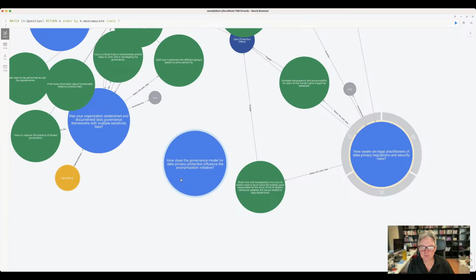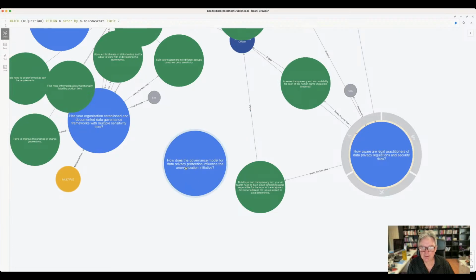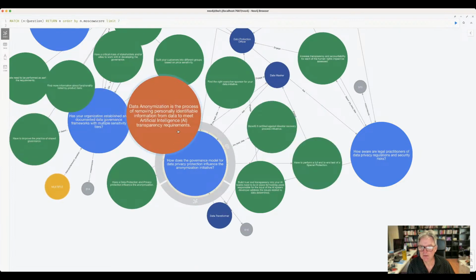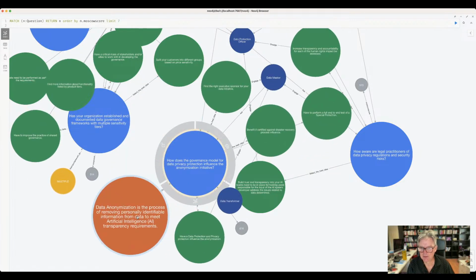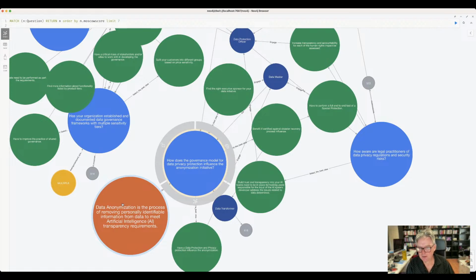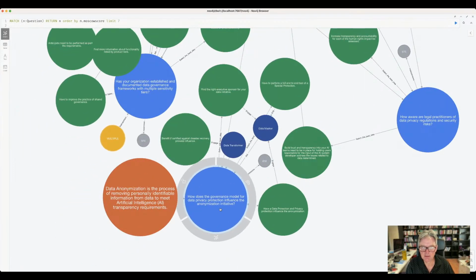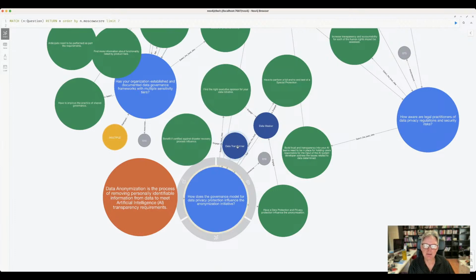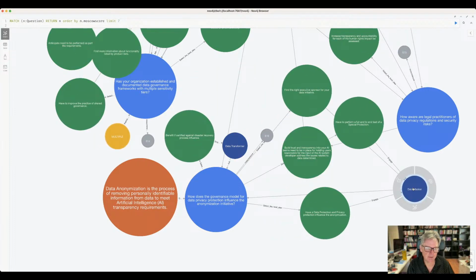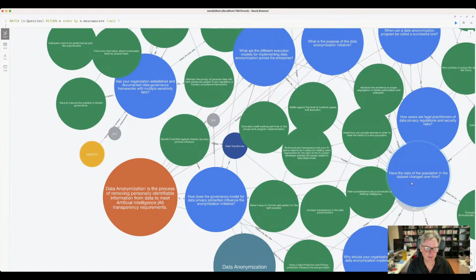How does the governance model for data privacy protection influence the anonymization initiative? There we go. Data anonymization is the process of removing personally identifiable information, PII, from data to meet AI transparency requirements. So make sure that the data cannot be linked back to a person. Data transformer, you need that in place. Data masker, you need the person in place, which is pretty straightforward. I like that title, data masker. Let's have a look. There's more for data masker to do.